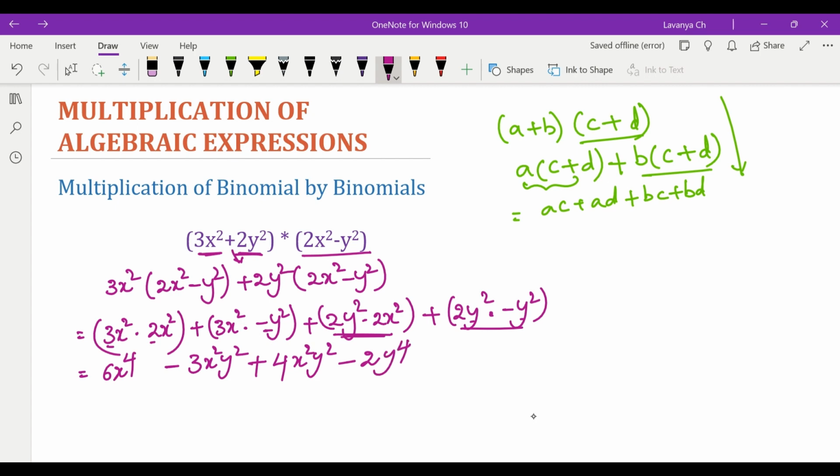Here if we see we have like terms, so we can simplify it further. 6x power 4. One is a minus term and the other one is a plus term, so just subtract the numbers and use the sign of the larger numerical coefficient. So here 4 is the larger one, plus 4 minus 3, that is 1. We don't have to mention 1. x square y square, minus the last term, 2y power 4.